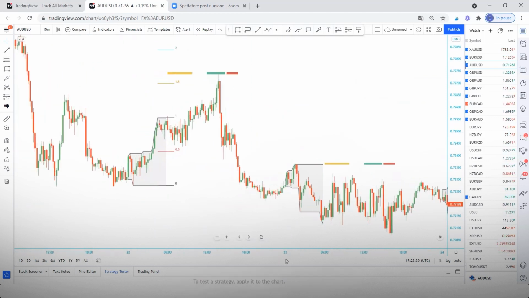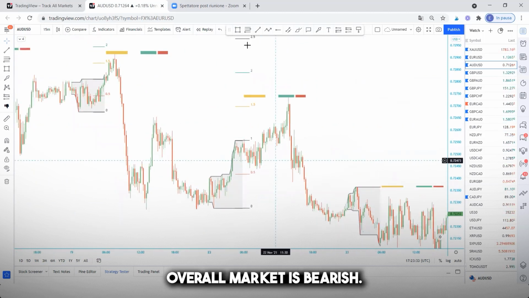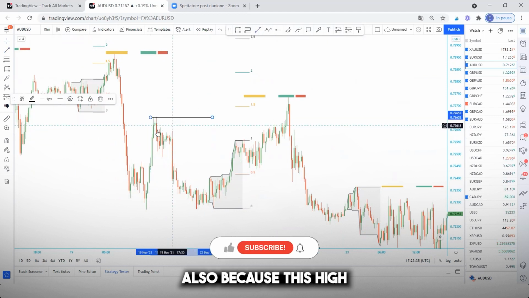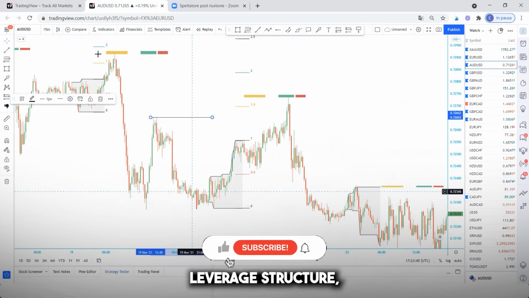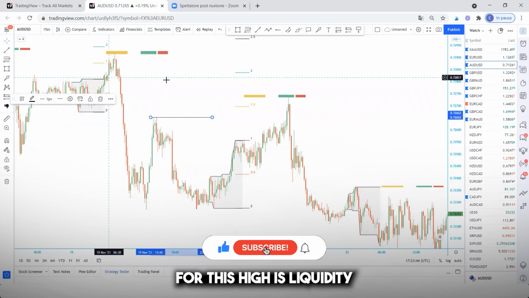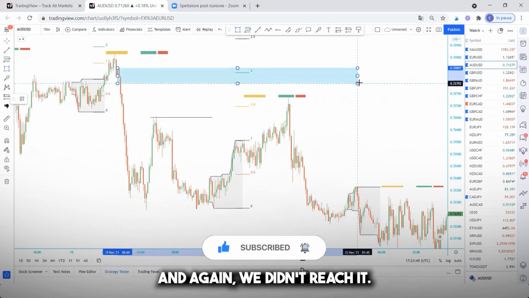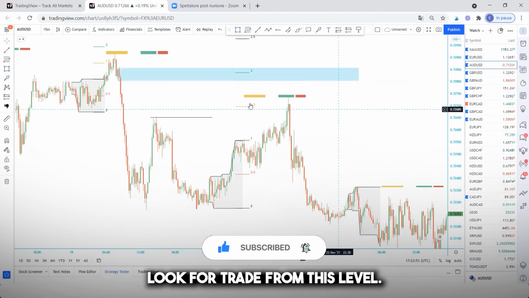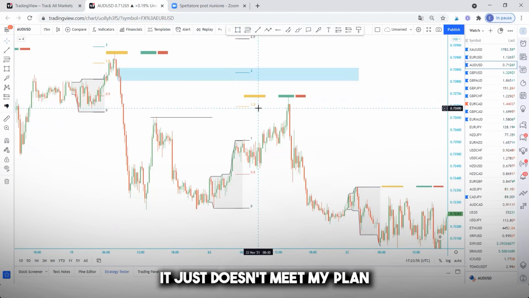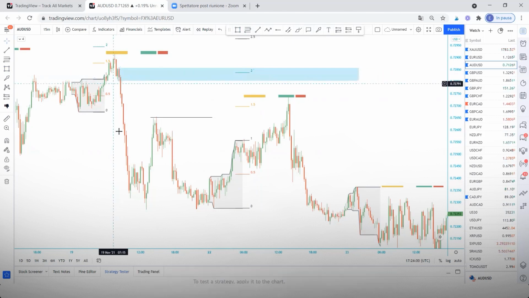Here, perfect. Where are we? We are bearish. Overall market is bearish. We use this high as liquidity, also because this high didn't really break structure. This broke structure. This high didn't break structure. So this high is liquidity. Up here, we will have supply. Again, we didn't reach it. I will look for a trade from this level. But anyway, you can see that the Asian range projection from here was respected. It just doesn't meet my plan because my plan is to trade from supply and demand levels.